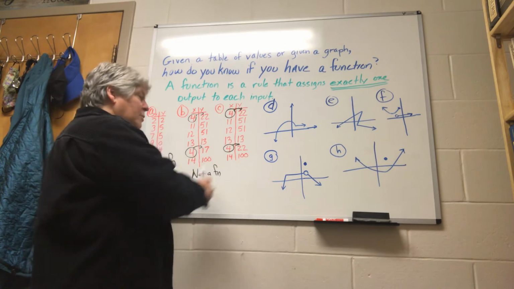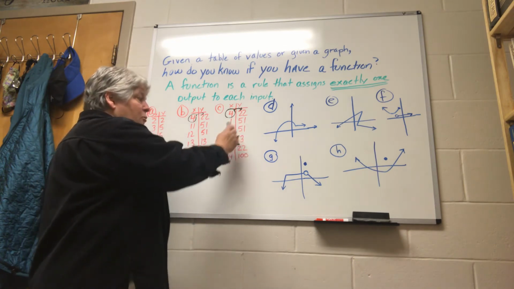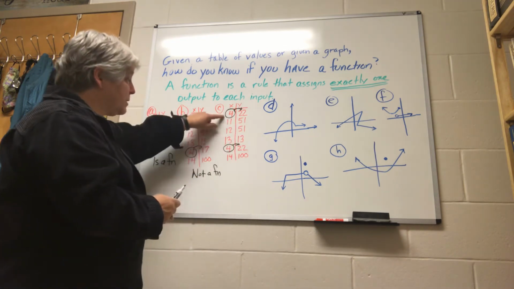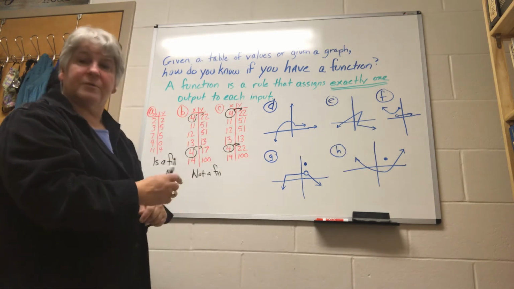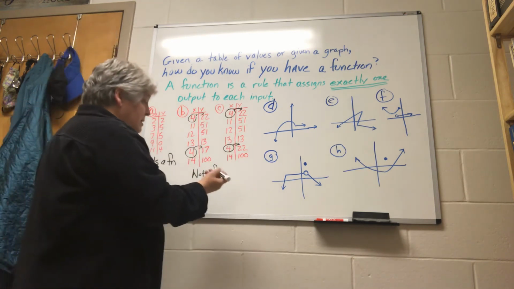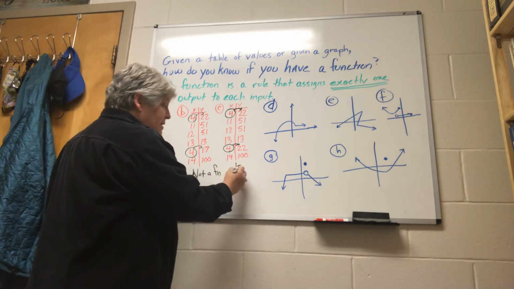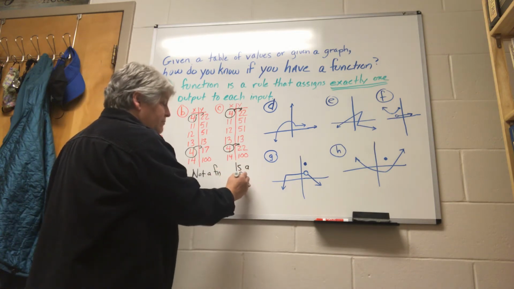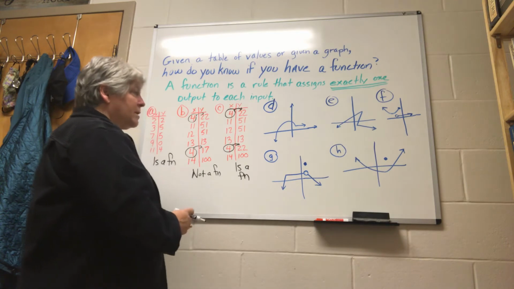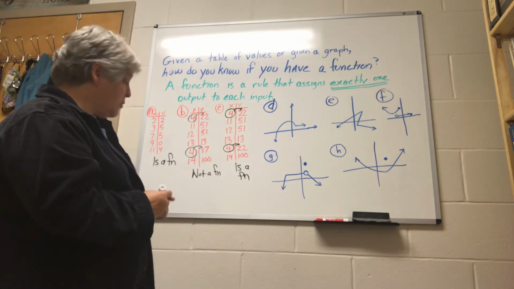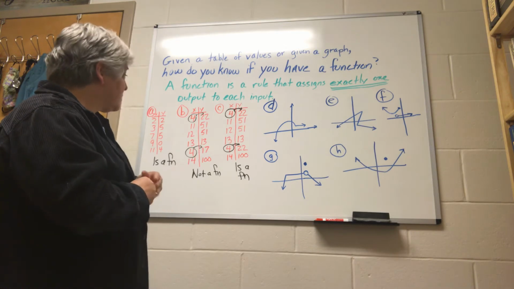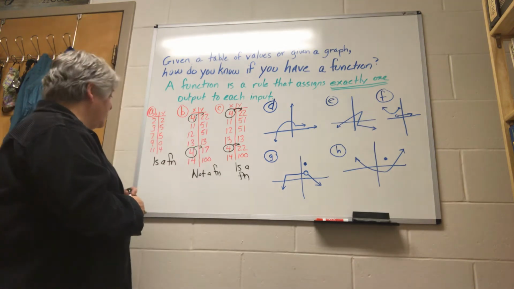And then 14 got 100. So there's no problem here that the 4 is duplicated, so long as it always pairs 4 with the same value. So this one is a function. Okay, because it did only pair 4 with the same output twice. So basically this is kind of a summary of these ordered pairs.